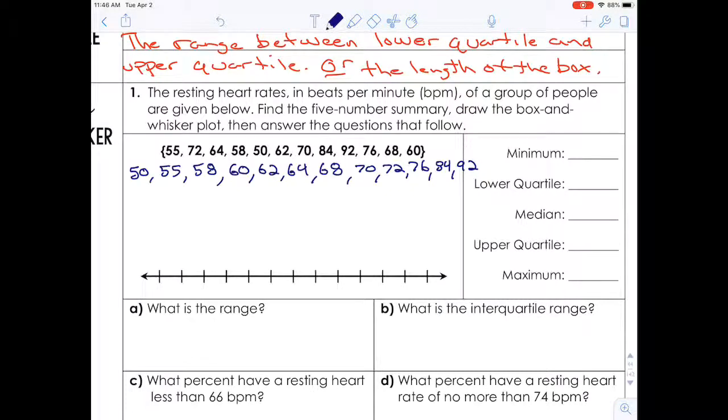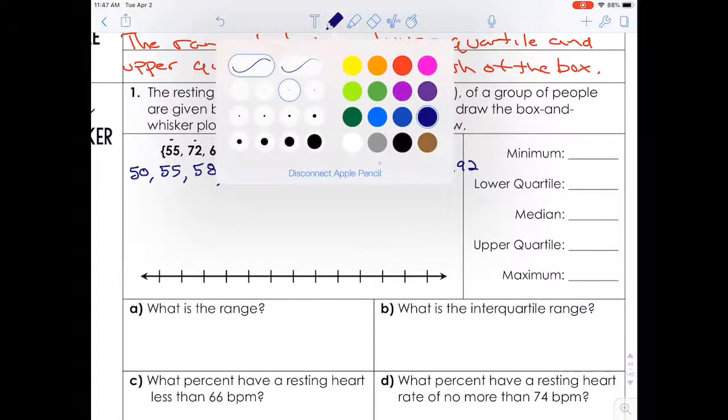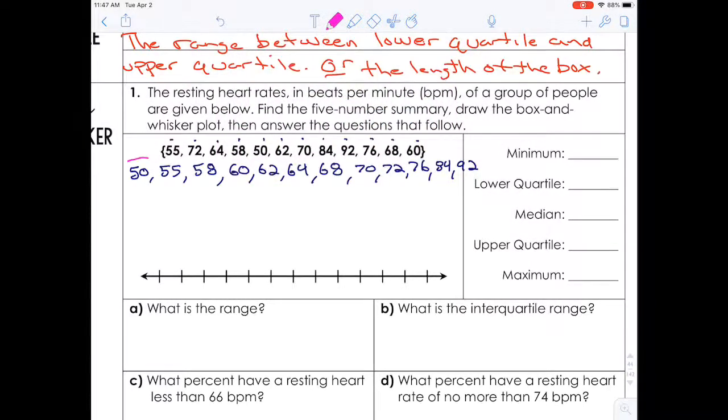Okay, those are our numbers. And remember, make sure you have the right amount. So there are 1, 2, 3, 4, 5, 6, 7, 8, 9, 10, 11, 12 numbers. That means it's going to divide it 6 and 6. So go ahead and circle the first 6. And then go in and circle the second 6. And now we can start getting the 5 numbers.